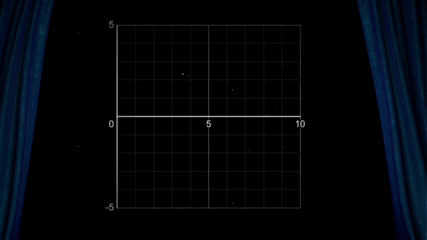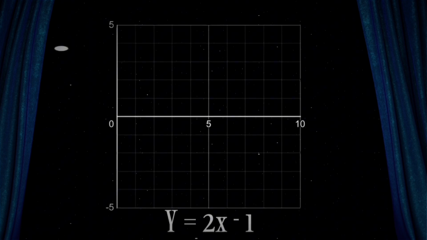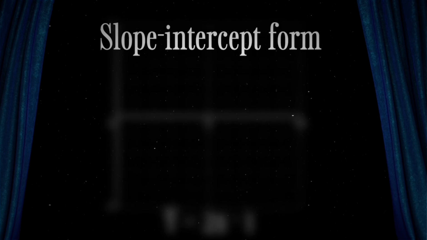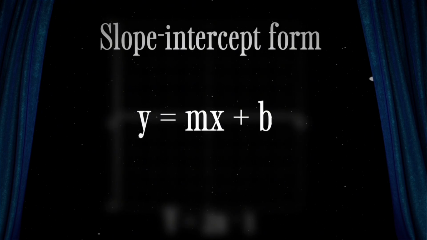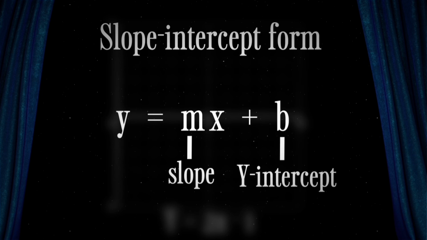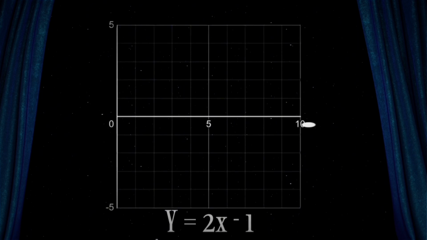Here we have our graph, and an equation in slope-intercept form. Slope-intercept form is y = mx + b. M is the slope, and b is the y-intercept. This equation reads y = 2x - 1.